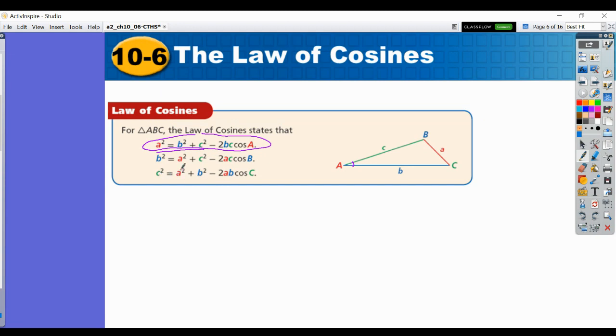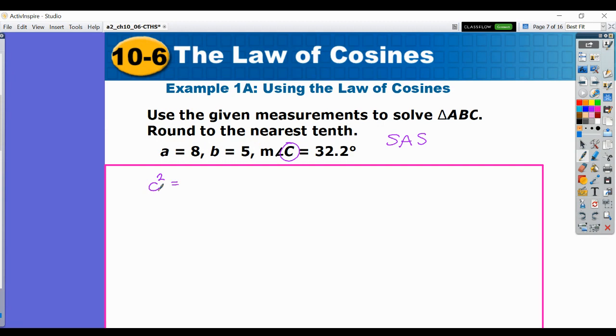But if the C is here, then you square the other 2, and then it's minus 2 times A times B times cosine C. So let's go ahead and write that out with these numbers. C squared equals 8 squared plus 5 squared minus 2 times 8 times 5 times cosine, because this is the Law of Cosines, of 32.2 degrees. An angle always goes with the word sine, cosine, or tangent.